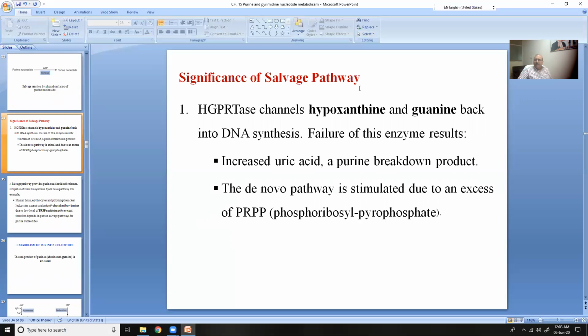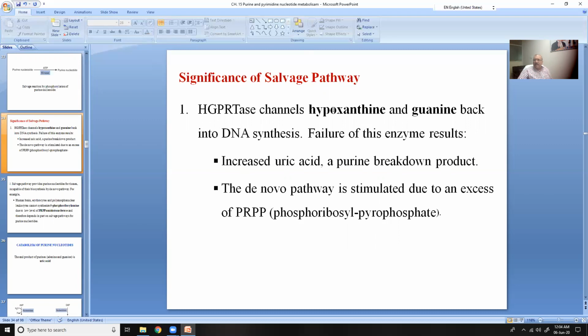Significance of salvage pathway. HGPRTase channels hypoxanthine and guanine back into DNA synthesis. Failure of this enzyme results in increased uric acid, a purine breakdown product. And the de novo pathway is stimulated due to an excess of PRPP, phosphoribosyl pyrophosphate. Okay, understand this again.